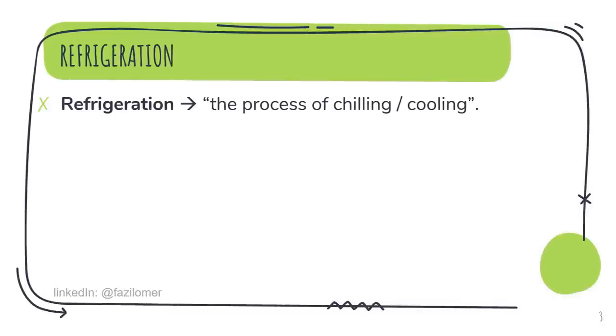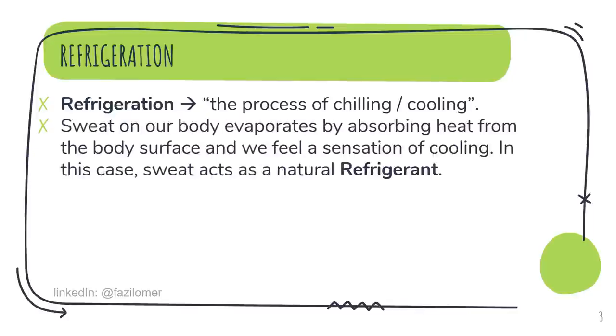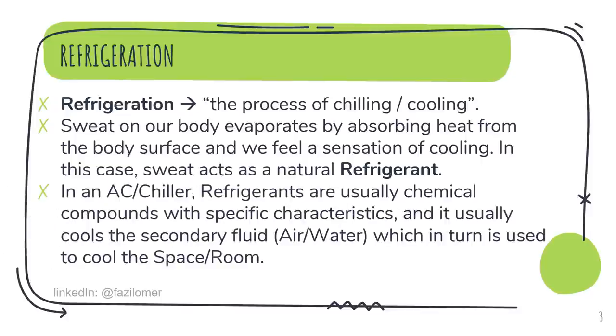Refrigeration is the process of chilling or cooling a space or a substance. For example, sweat on our body evaporates by absorbing heat from the body surface and we feel a sensation of cooling. In this case, sweat acts as a natural refrigerant. In an air conditioner or chiller, refrigerants are usually chemical compounds with specific characteristics and it usually cools the secondary fluid which in turn is used to cool the space. Low boiling point, high critical temperature, and high latent heat of vaporization are the main characteristics of a refrigerant.